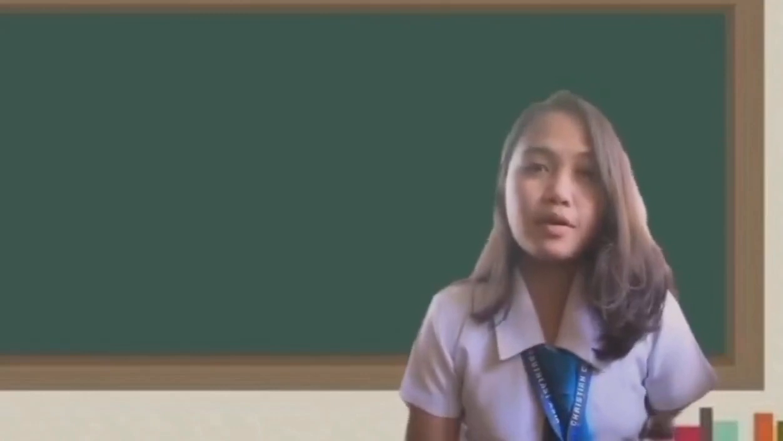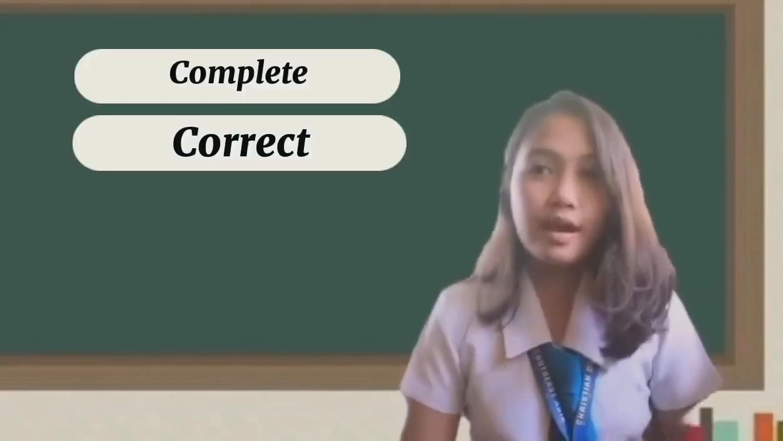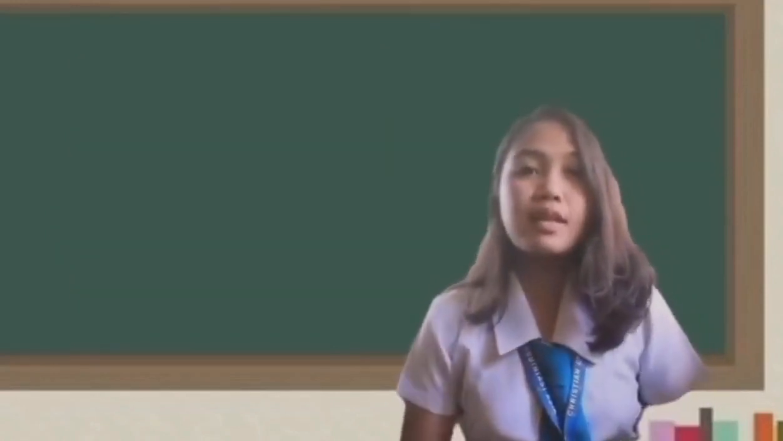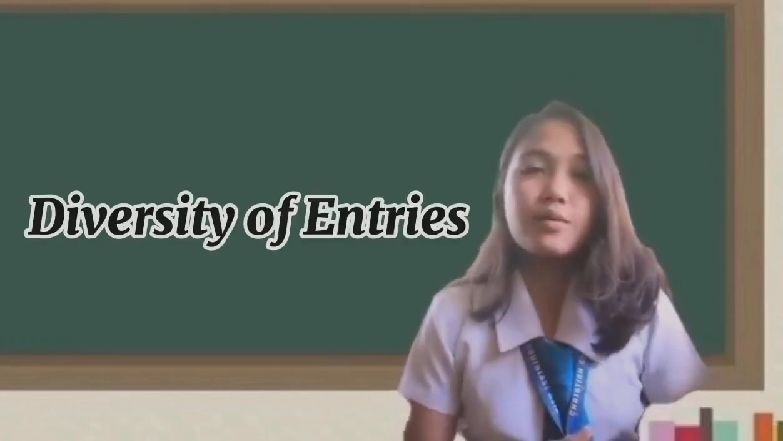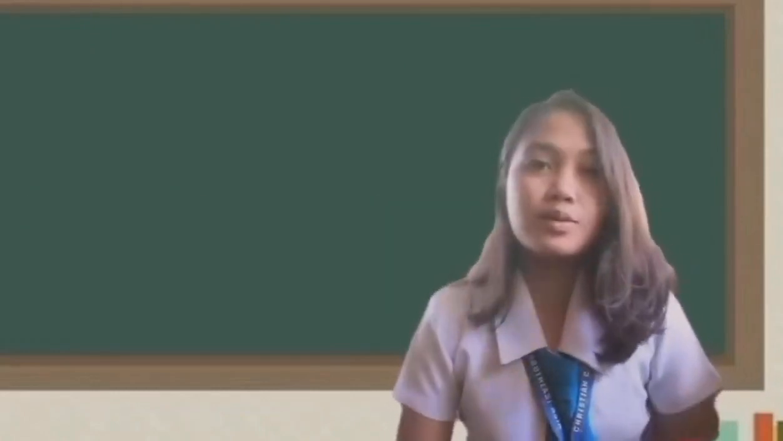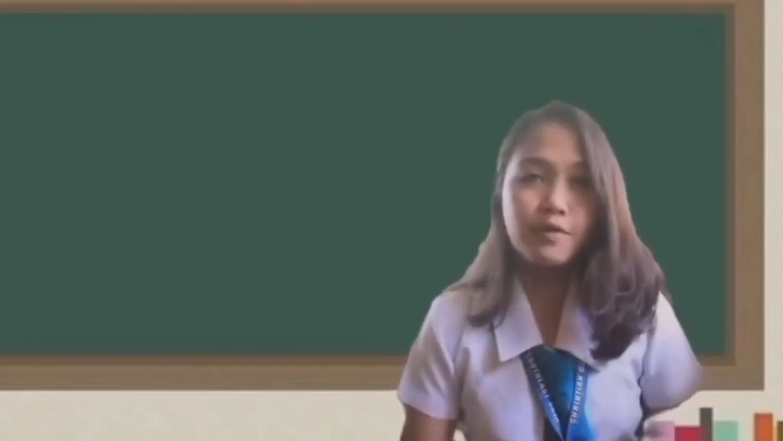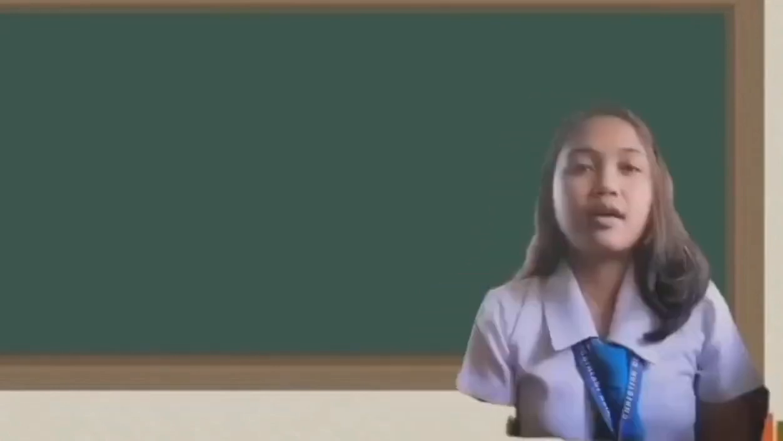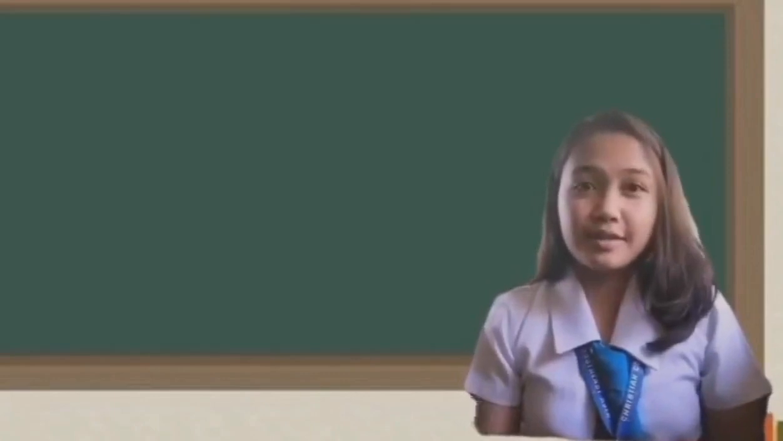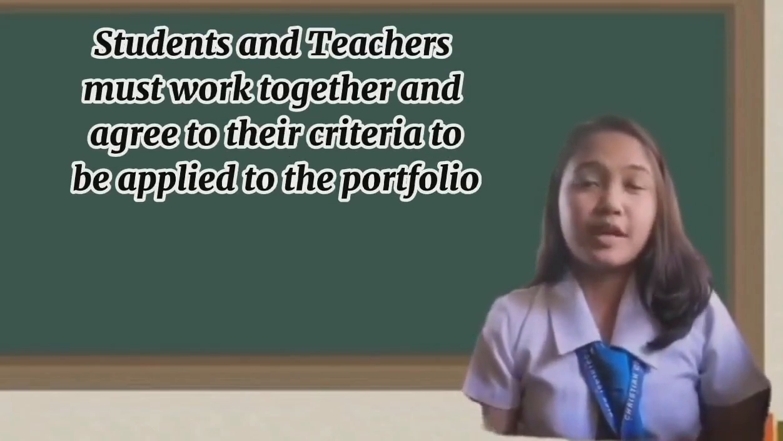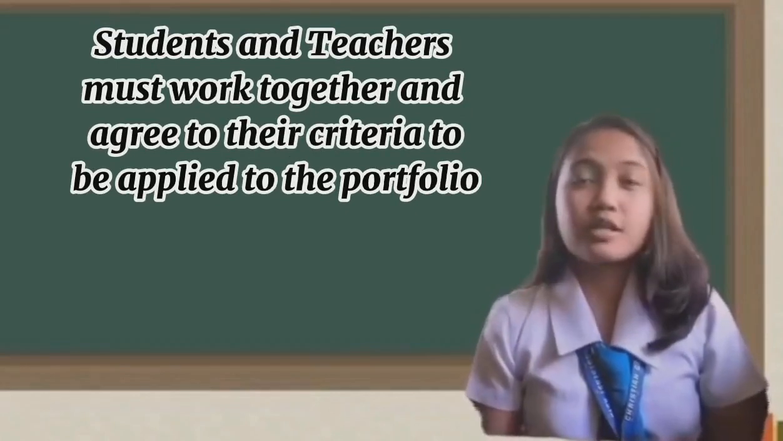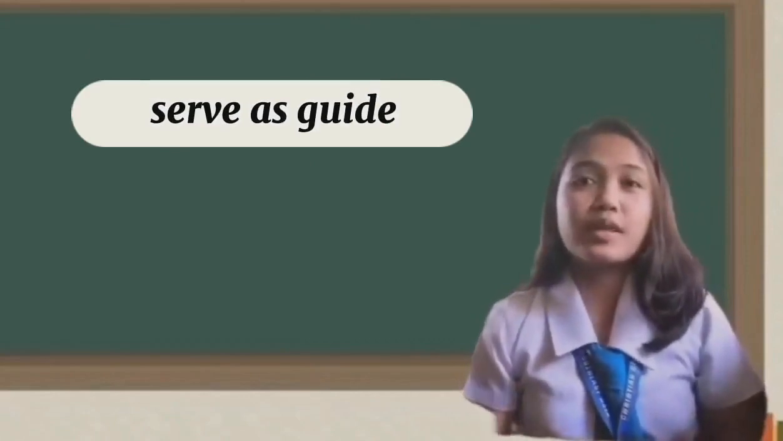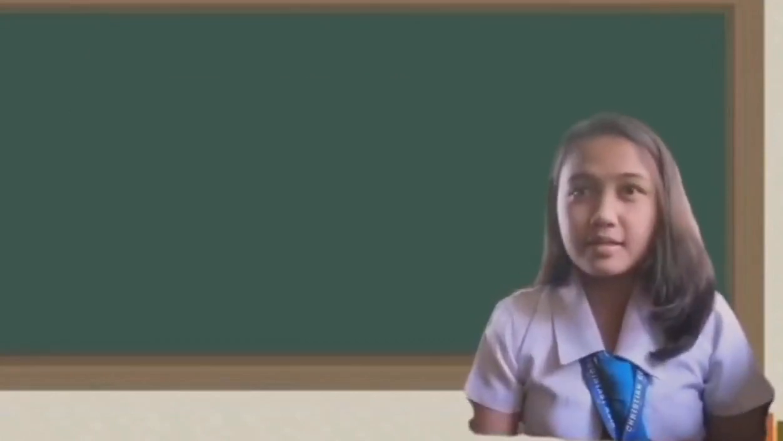It means that in a portfolio, the content should be complete, correct, and appropriate, and there should be processes also presented. The last one is diversity of entries. An example of this is the use of multiple factors or formats to demonstrate the elements of designated performance standards. In making the evaluation criteria, students and teachers must work together and agree on the criteria to be applied to the portfolio. The criteria themselves will serve as a guide to the students when they actually prepare the portfolio requirement.